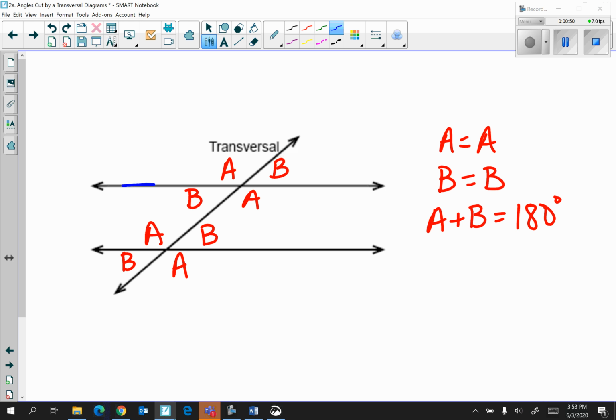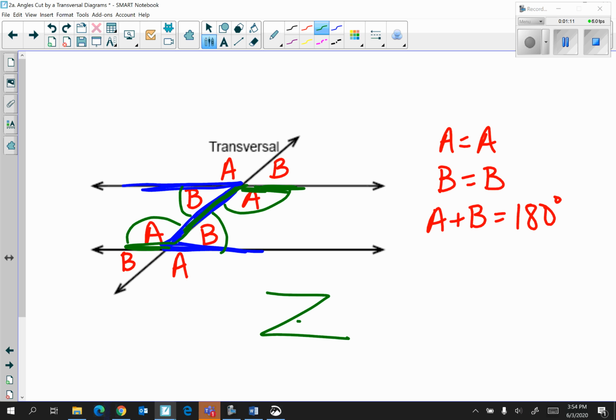Z. So here's a Z. Or we have the opposite Z, which is like this, making this B and this B congruent and this A and this A congruent. So when it comes to alternate interior angles, always look for a Z.